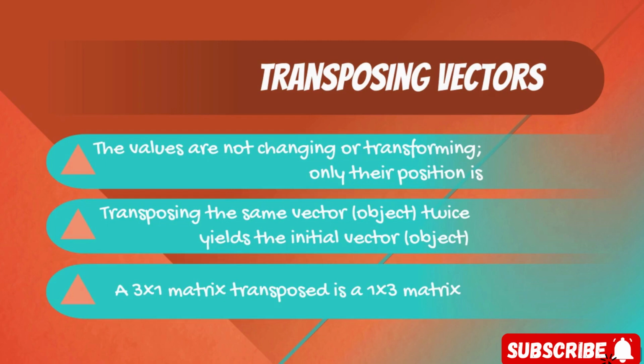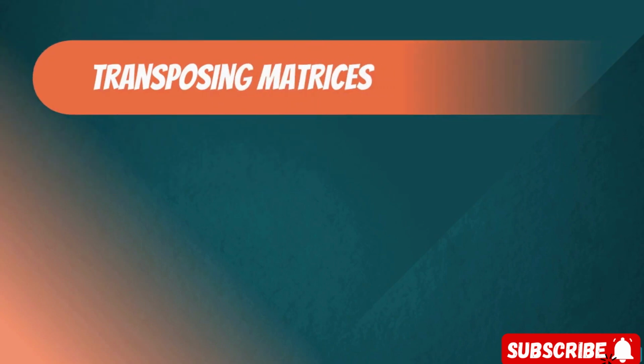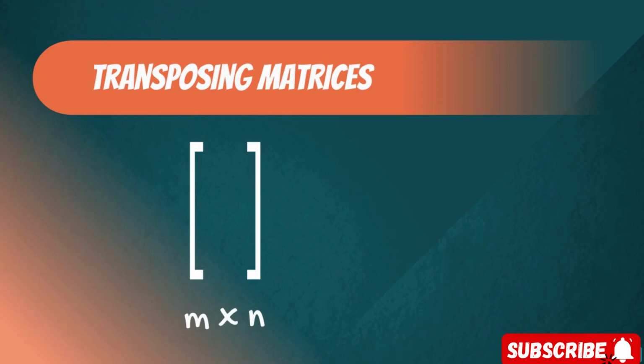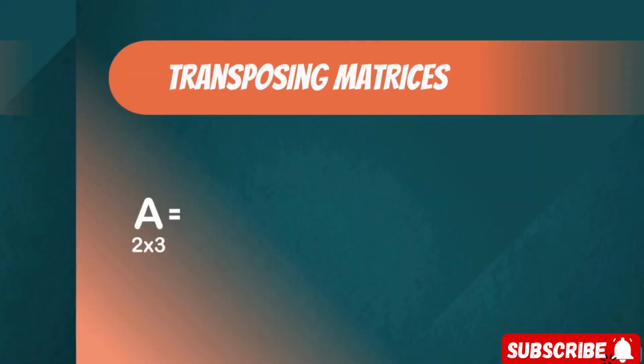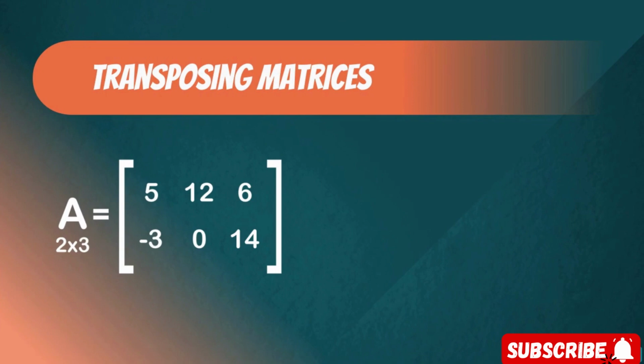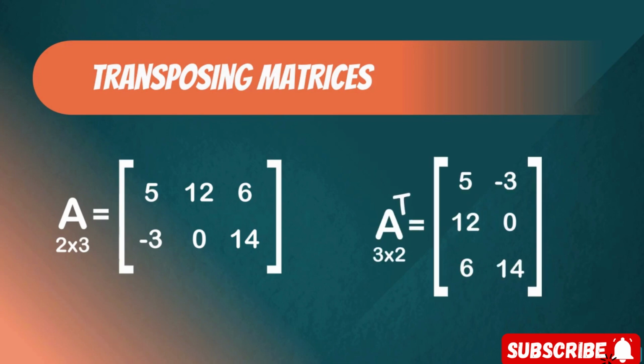This last consideration gives a peek into how transposing works for matrices. It turns all its rows into columns and vice versa. In terms of dimensions, when transposed, an m by n matrix becomes an n by m matrix. Let's check out an example, shall we? Here's the matrix A. 5, 12, 6 on the first row, and minus 3, 0, 14 on the second row. A transposed equals 5, minus 3 on the first row, 12, 0 on the second, and 6, 14 on the third.